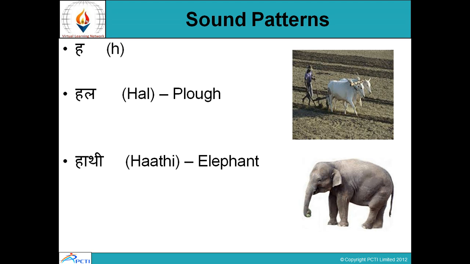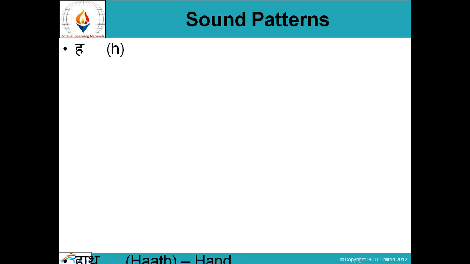Hathi. Hathi is an elephant, the biggest land animal with 4 legs, 1 long tail and trunk. Very heavy animal, very big animal, biggest land animal, elephant, Hathi.